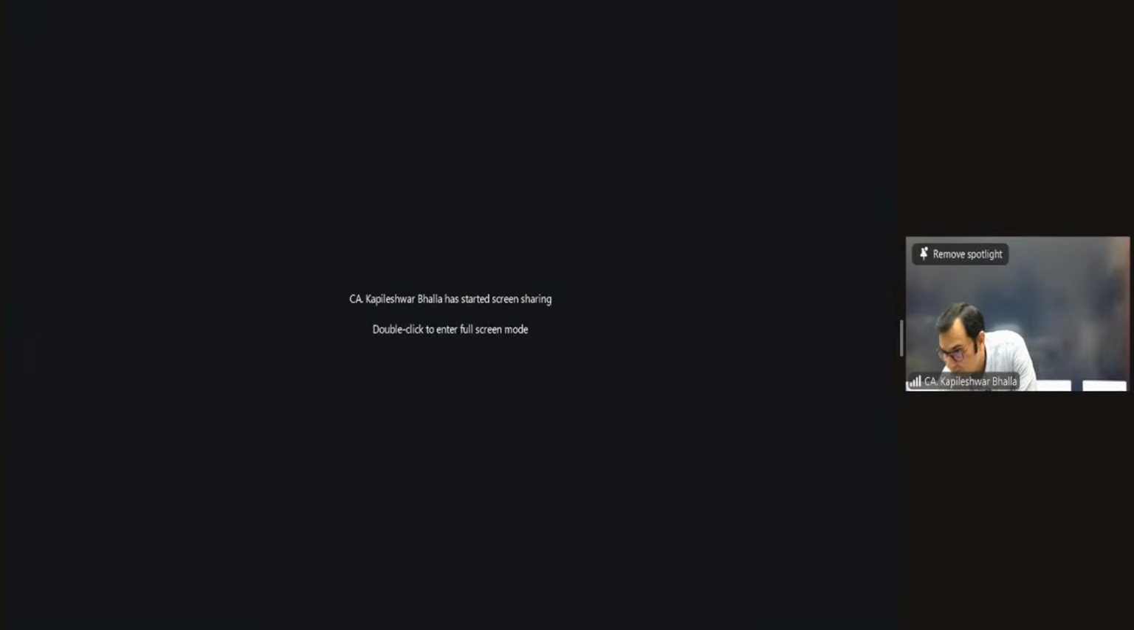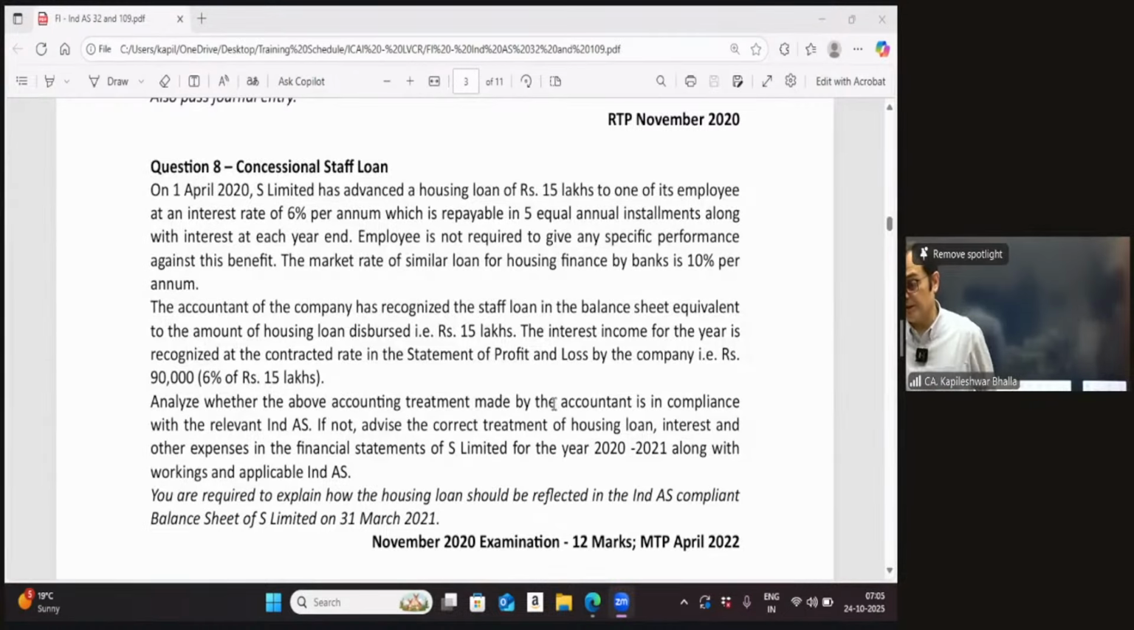We're looking at question number 8, which is pertaining to the concessional loan. Let's read the facts of the case. It's a November 2020 examination question. The first thing which I always tell people is, if you see a larger question, it's always better to first look at the requirement of the question before you proceed. So let's have a look at the requirement. You're required to explain how the housing loan should be reflected in the Ind AS compliant balance sheet on 31 March 2021.